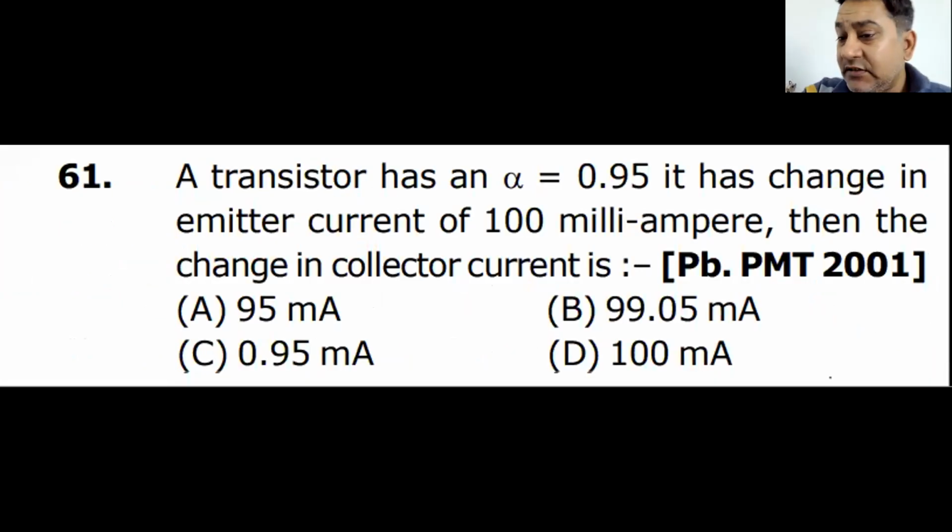Then, as you can see, same question with the same sort of language comes to you. Can you give me the answer for this one? Transistor has an alpha of 0.95. Change in emitter current is 100 milliampere. What is the change in the base current? Can I have your answers, please? Question number 61.